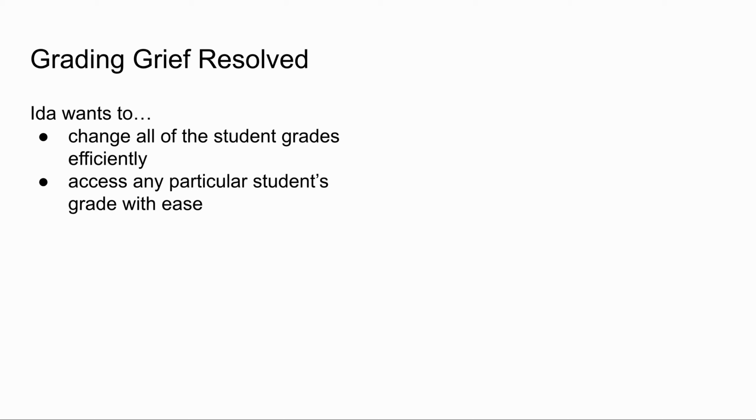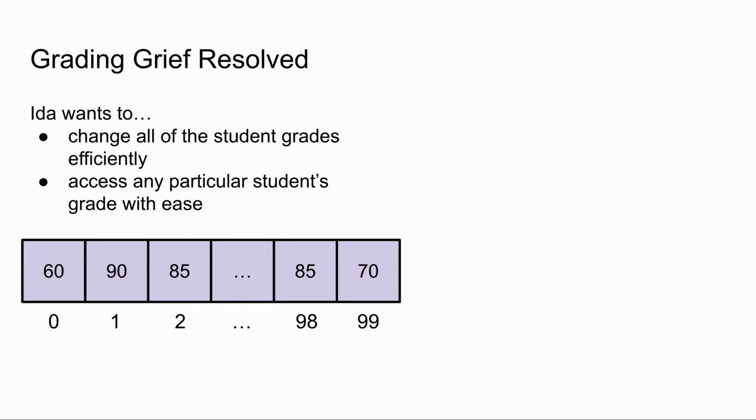The answer, of course, is to store the student grades in an array. With contiguous memory allocation and order, it will be super easy for Ida to iterate over the array and change each student's grade, saving her the meticulous effort of manually checking and updating each grade. With random access, she can easily access student 42's grade and give them that extra credit.